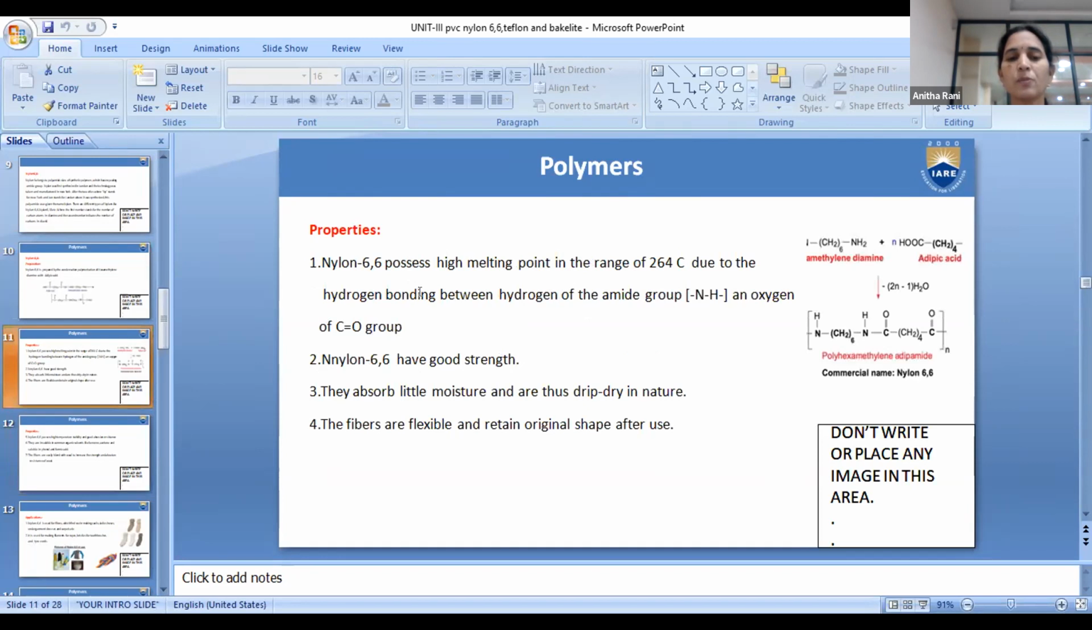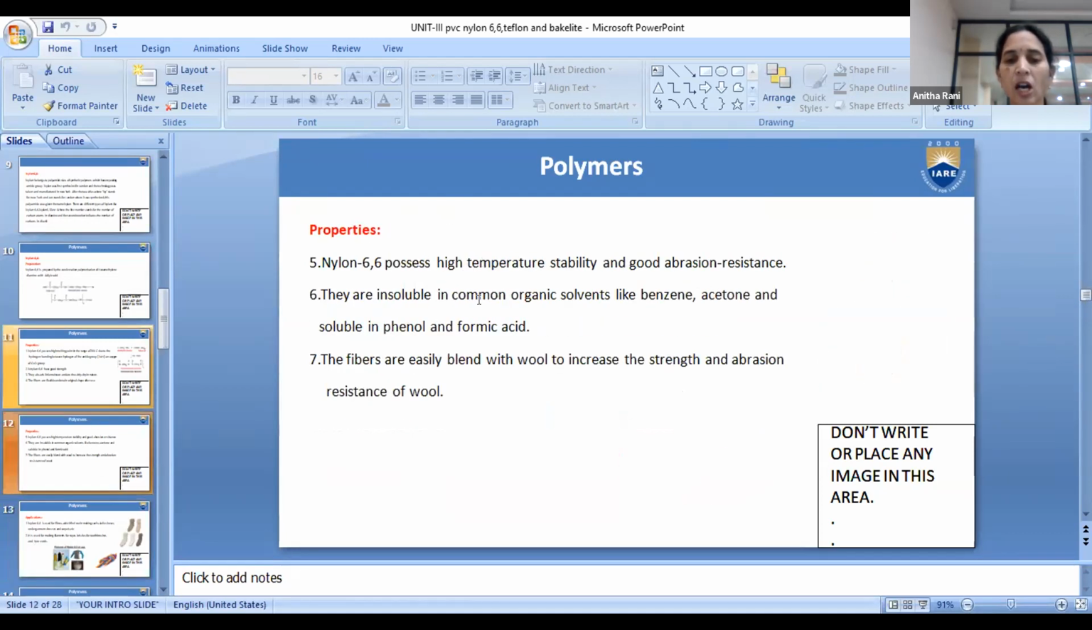First, it possesses a high melting point of 264 degrees centigrade. It has good strength. It absorbs little moisture. These fibers are flexible, and it possesses high temperature stability and good abrasion resistance. It is insoluble in benzene and acetone, but soluble in phenol and formic acid. And these fibers are easily blended with wool to increase the strength and abrasion resistance of the wool. So these are the properties of nylon 6,6.